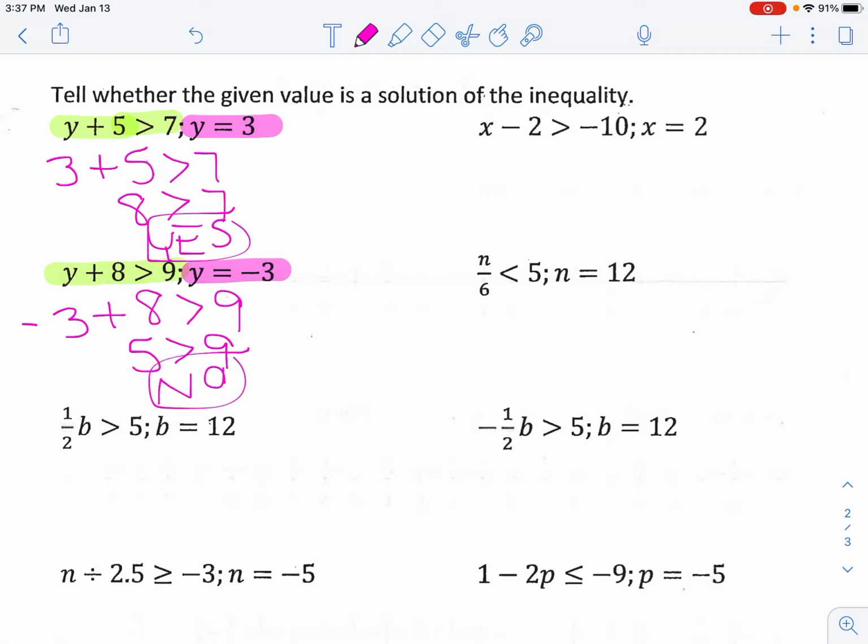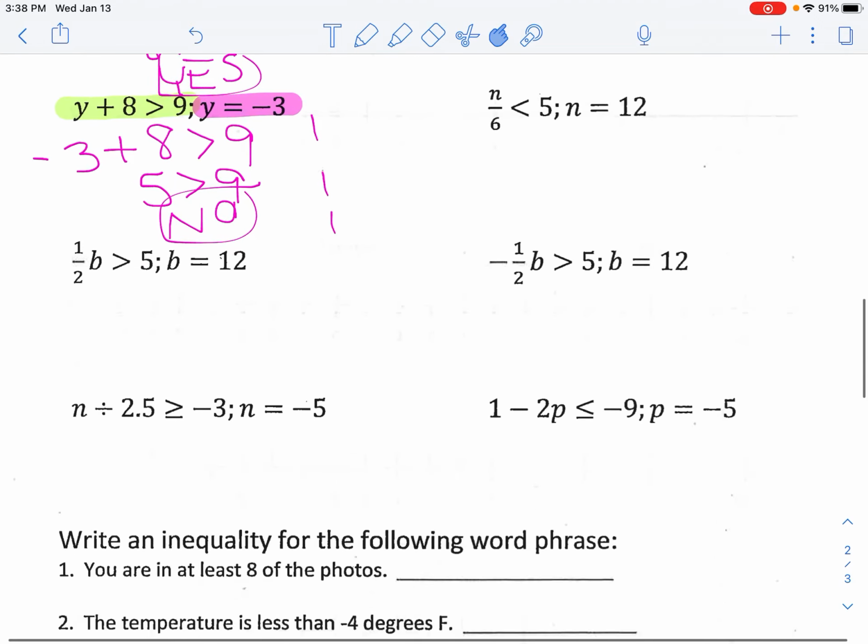No. So these problems are going to be 1, 2, 3 points each. Substitute, solve, and answer yes or no.